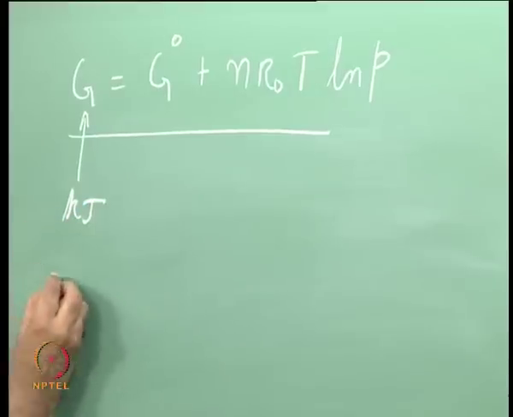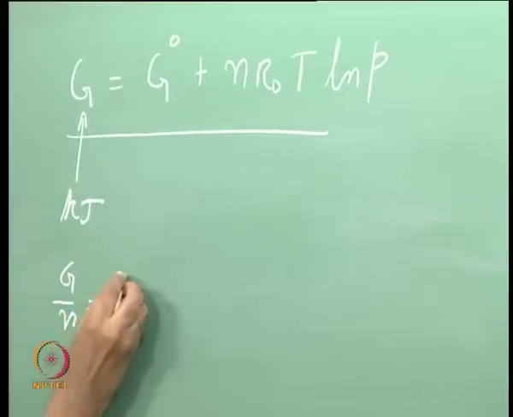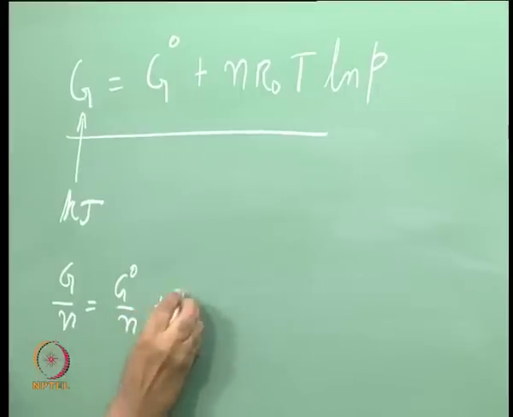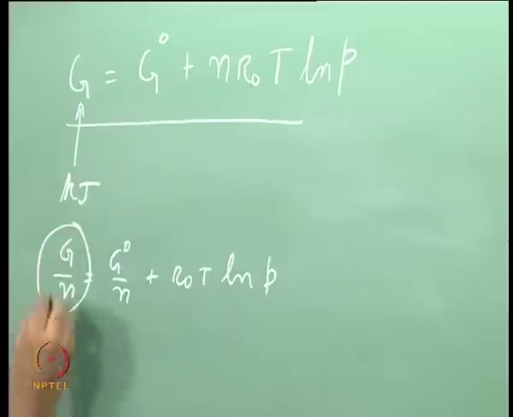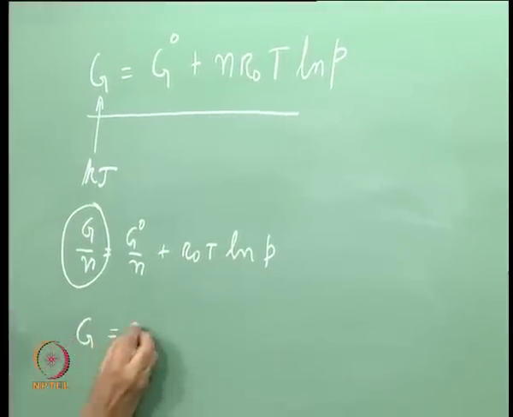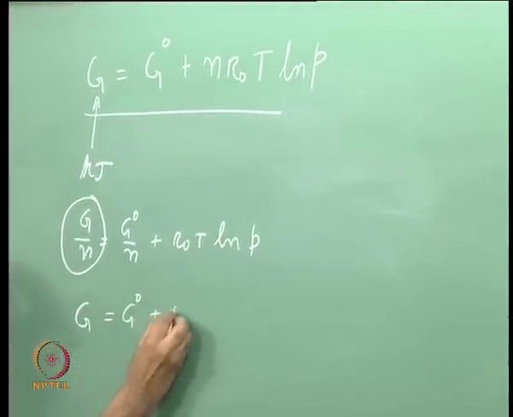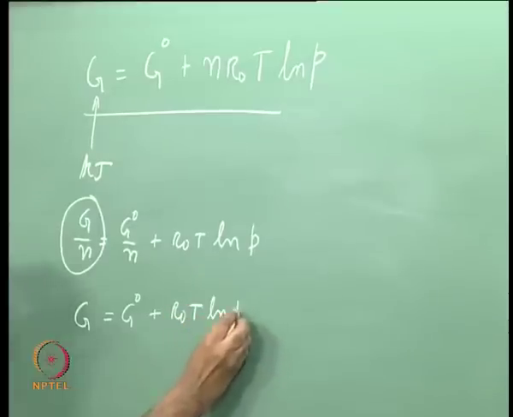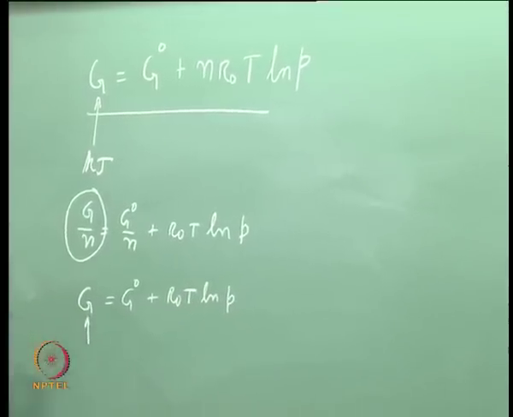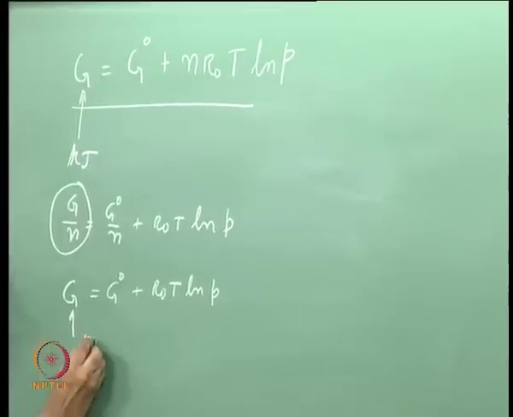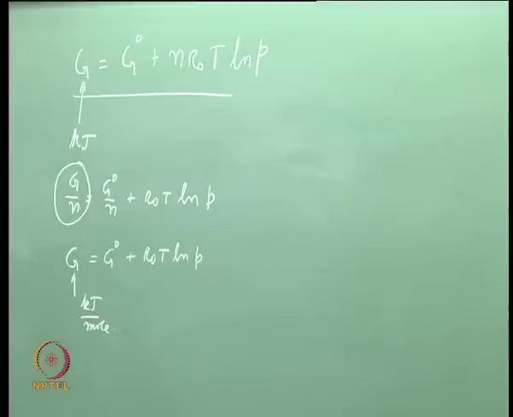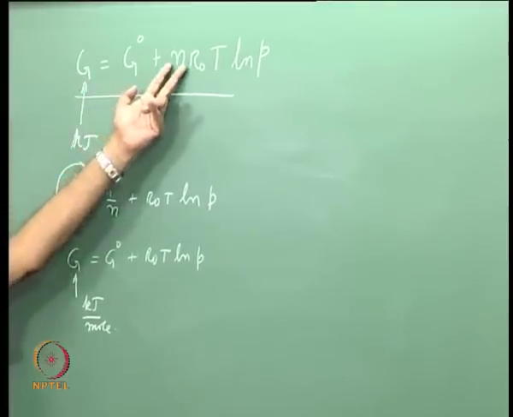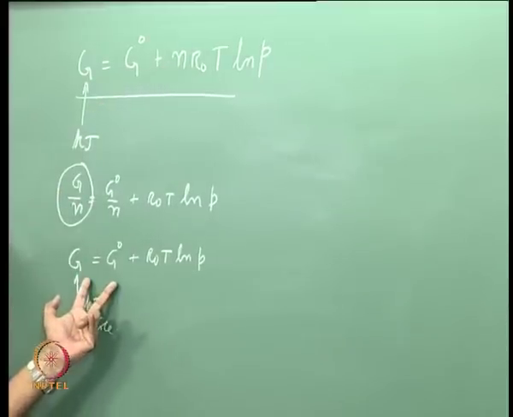Maybe I learned to do it in terms of G by n is equal to G0 by n plus R0 T ln P. Therefore, I call this now my G, this I call G naught plus R naught T ln P, where the unit of the Gibbs free energy which I am going to use henceforth will be so many kilojoules per mole. I would rather have it per mole rather than for the total, and this whole thing is for n moles, therefore per mole is what I get over here.